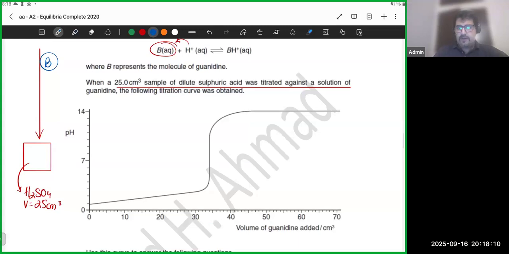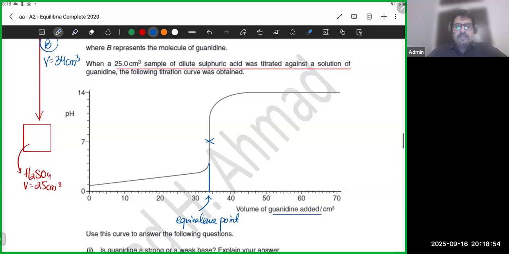Now I exactly know what volume of guanidine is completely neutralizing. This is where pH 7 is happening, right? So I exactly know that this is the equivalence point. Equivalence point is the point where exactly the right amount of moles are added. So the volume of guanidine, I can figure this one out, that the acid has been neutralized. I think that's 34 cm3.